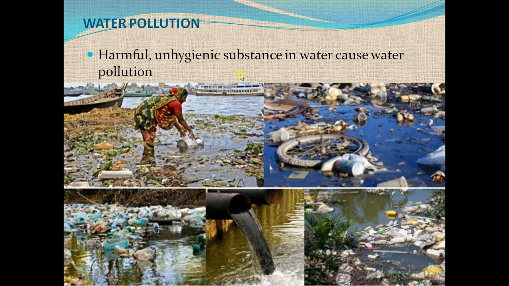Water pollution. Harmful, unhygienic substances in water cause pollution. Dirty water from our houses and farms contains germs that can cause diseases in humans and animals. If this water drains into the river, the river water becomes polluted.